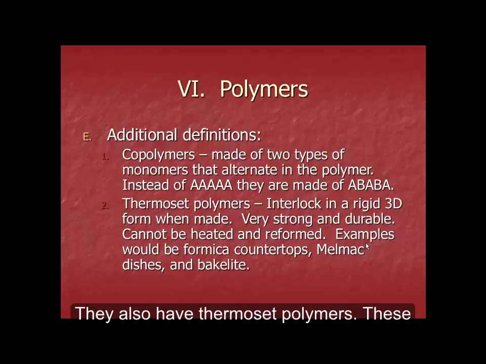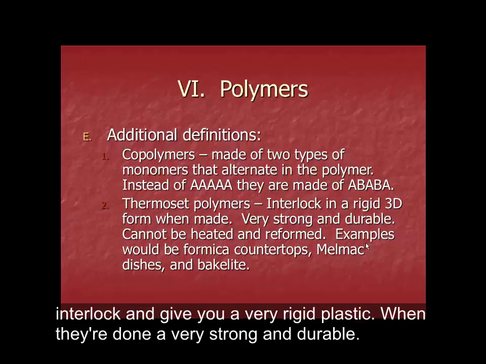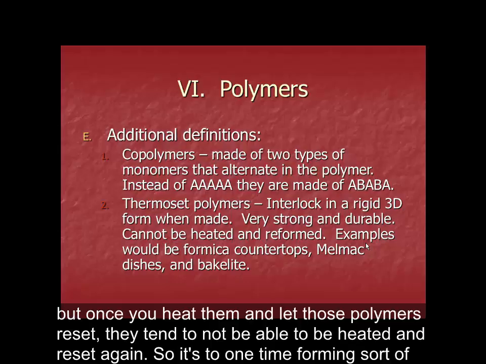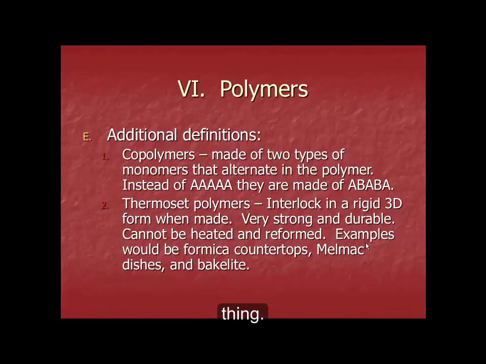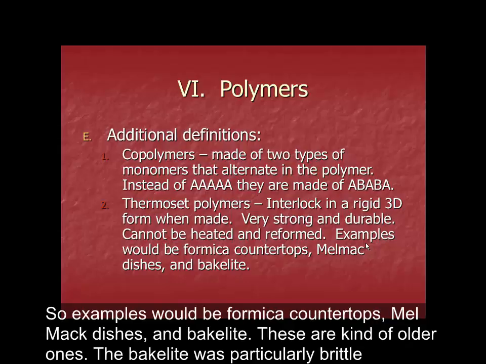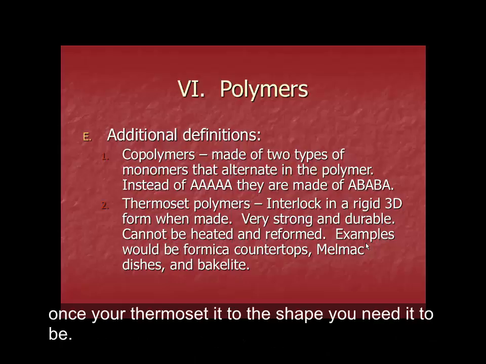They also have thermoset polymers. These interlock and give you a very rigid plastic when they're done. They're very strong and durable. But once you heat them and let those polymers reset, they tend to not be able to be heated and reset again. So it's a one-time forming sort of thing. Examples would be Formica countertops, Melmac dishes, or Bakelite. These are kind of older ones. The Bakelite was particularly brittle once you've thermoset it to the shape you need it to be.